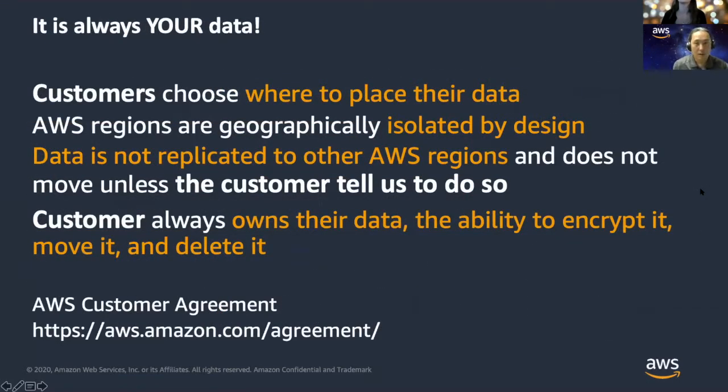So one kind of important thing though, it's still always your data, right? You choose where your data goes. Each region is geographically isolated, so data doesn't move around the world, right? So if you put it in AWS, it doesn't mean that your data is suddenly going to China. Your data will stay in that region that you put it in unless you tell us to move it somewhere else.